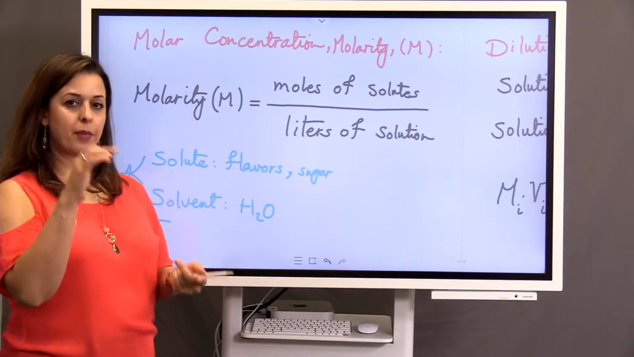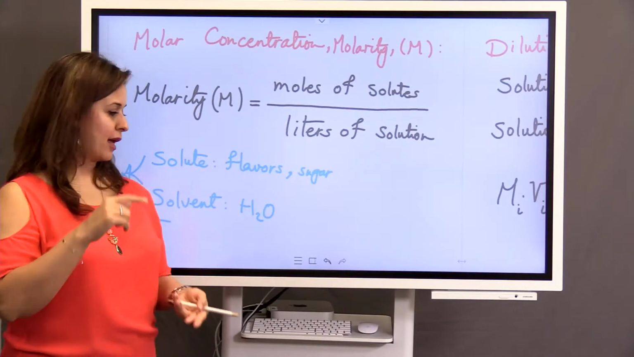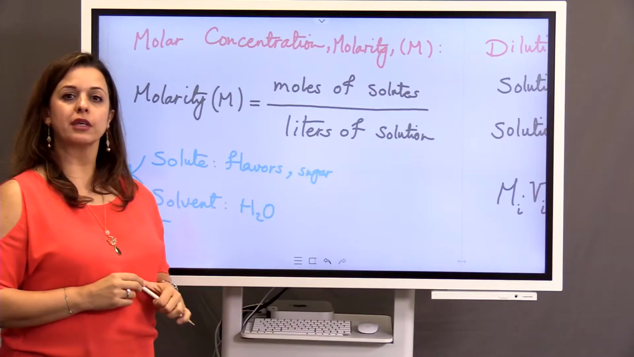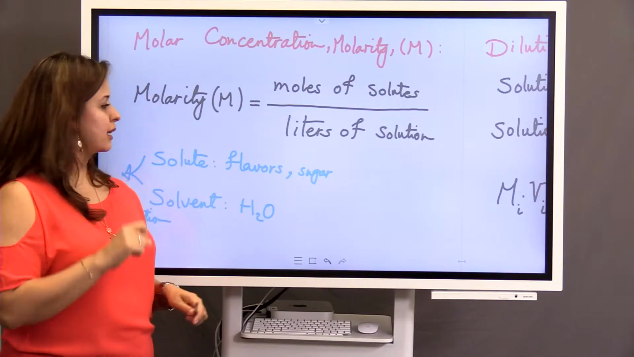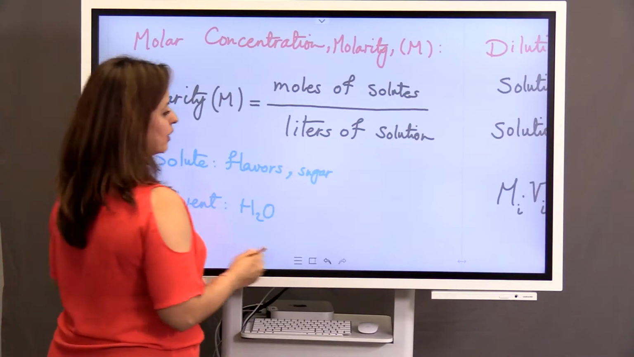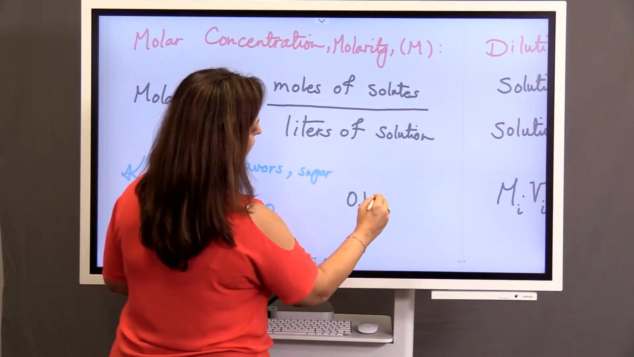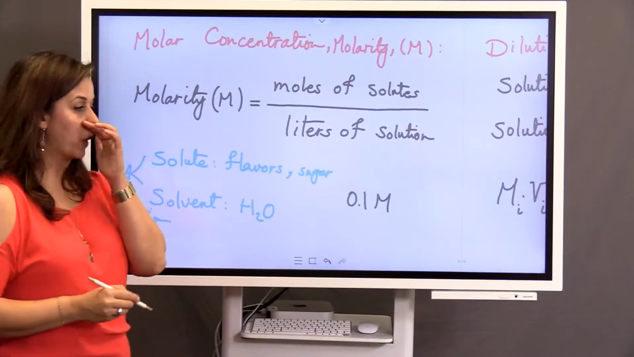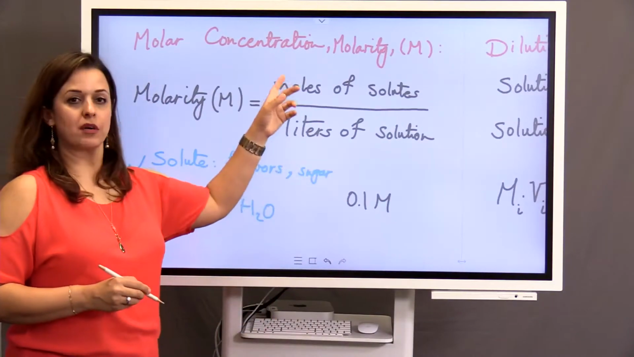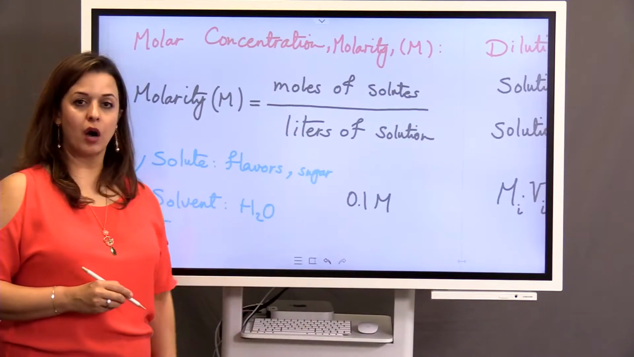When you go to lab, if you pay attention to the bottles that are prepared in the prep room, you will see these numbers. Like you will see a bottle of acetic acid that is 0.1 M, meaning 0.1 molar, meaning 0.1 moles of solute per 1 liter of solution.